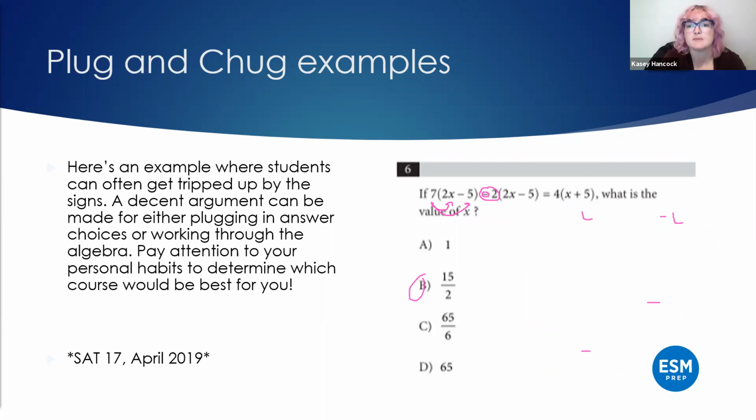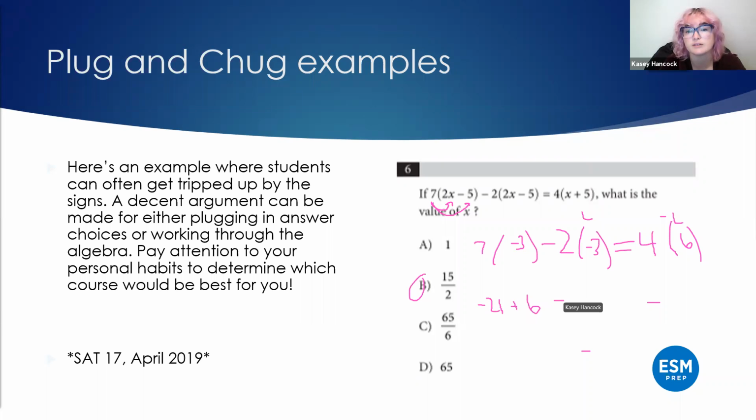It's just 1. So if we plug in 1 to our first parentheses, we're going to get 2 minus 5. So we get a -3 times 7, and then minus, I should erase this. We get a -2 times, we plug in 1 here, we get 2 minus 5, so another -3, and then equals 4. And then 1 plus 5, so 6. So what are we going to get? We're going to get -21 plus 6 equals 24, which we know that's not true.